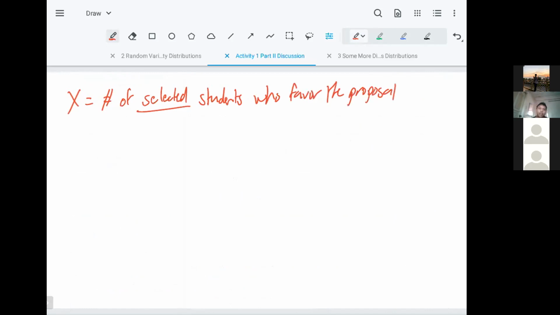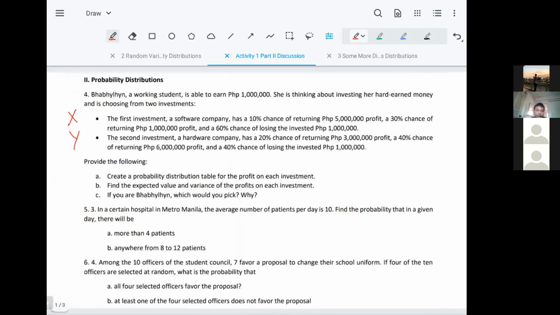So question, talaga bang dapat selected students lang? Oo, doon lang tayo magbibilang. Question ulit, pwede bang yung hindi nag-favor sa proposal ang bilangin ko? Pwede rin. Sige, pag tinignan kasi natin si letter A, if we're counting the number of selected officers na favor the proposal, P of X equals 4 siya. But if we're counting the number of selected officers that do not favor the proposal, it's gonna be P of X equals 0, di ba? Parang sinabi natin na lahat nagfe-favor, eto, walang hindi nagfe-favor, which is the same thing.